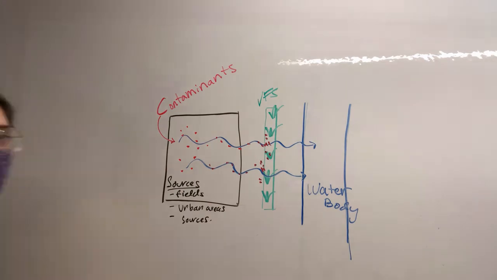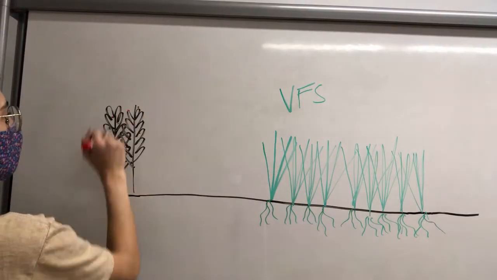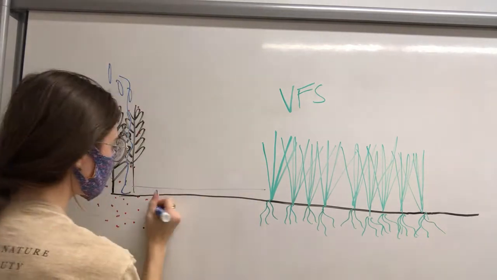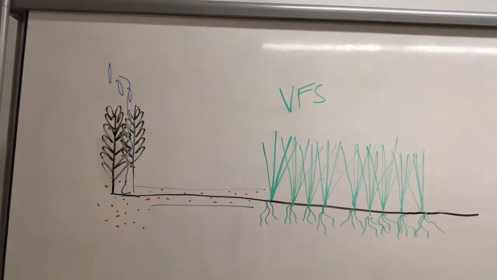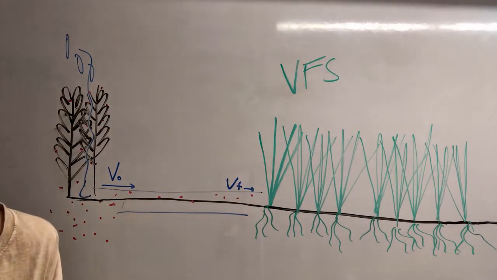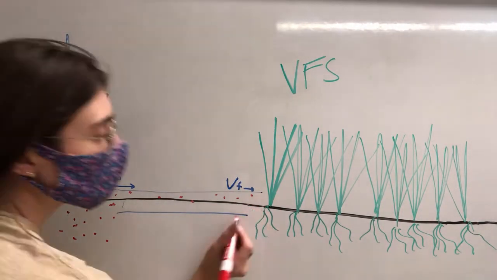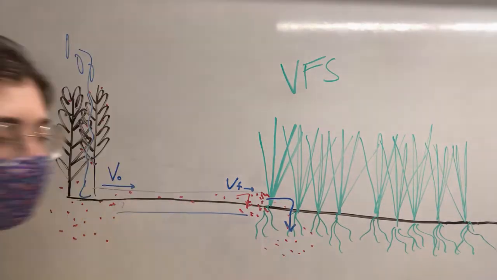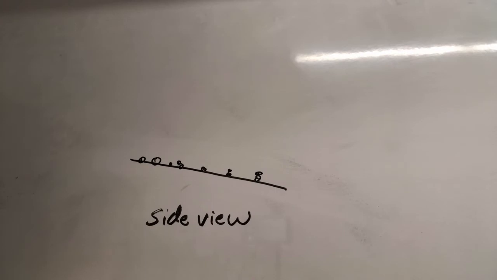But how do filter strips do this? The primary job of the filter strip is to slow the velocity of surface runoff. Most chemical contaminants will be dissolved in the runoff or attached to suspended sediments. When the water velocity is reduced, suspended particles begin depositing, which encourages infiltration of the runoff and the uptake of nutrients by plants.